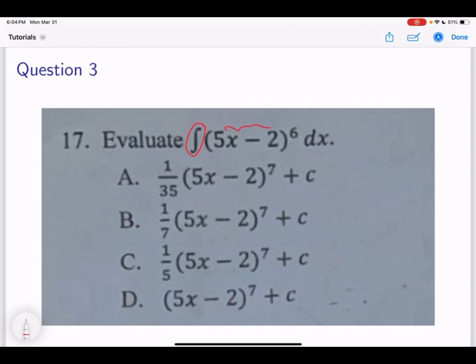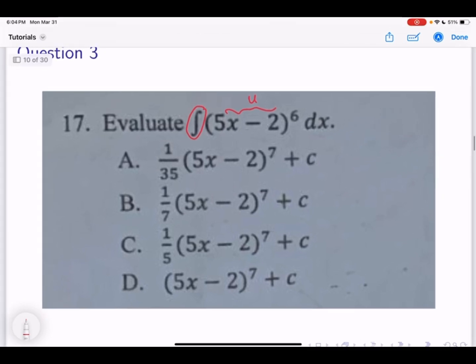So we are going to let this guy be equal to, say, u. That's u is equal to 5x minus 2. Then we just have to integrate. So that's quite easy. So now let's integrate it.